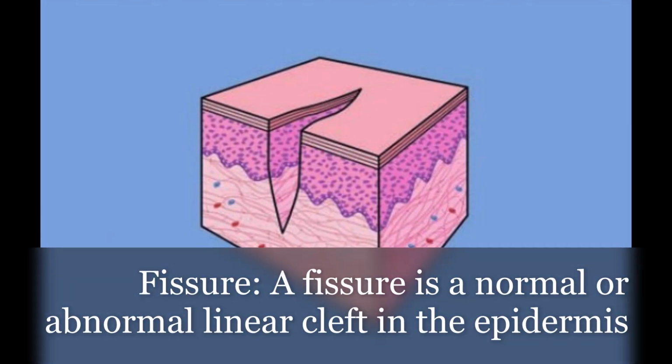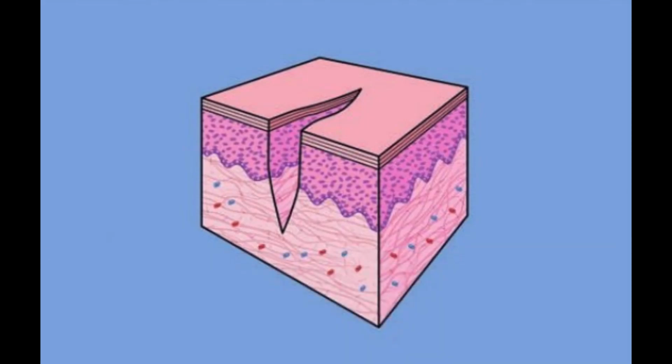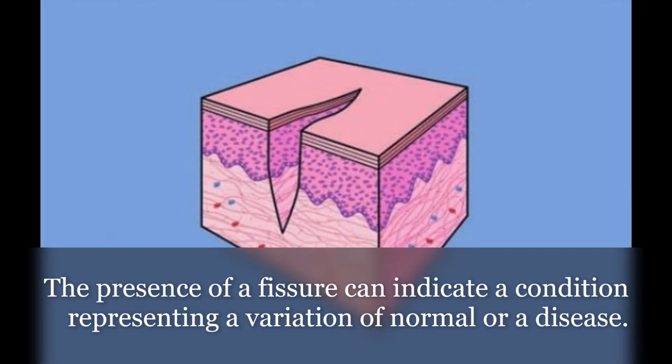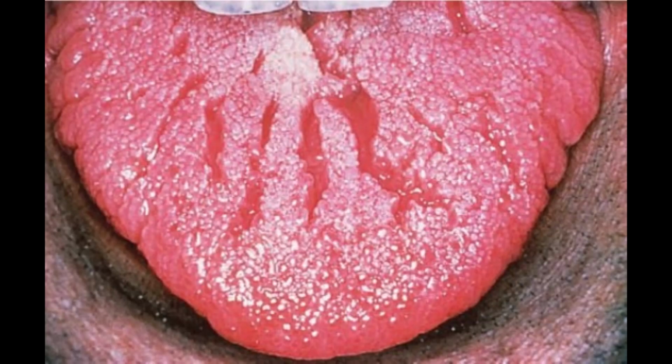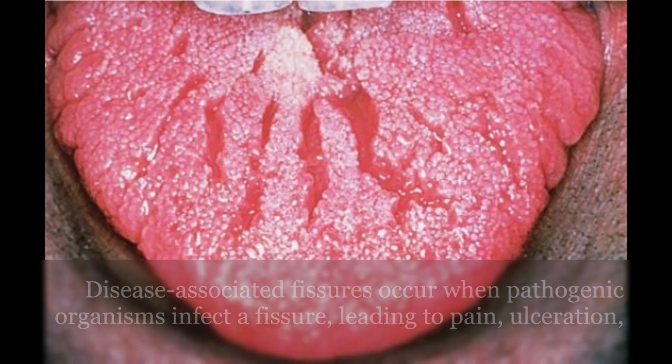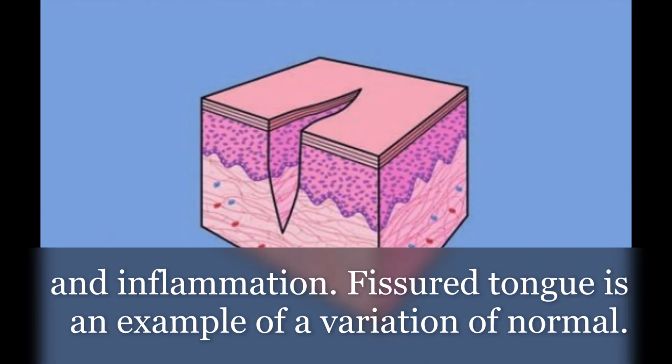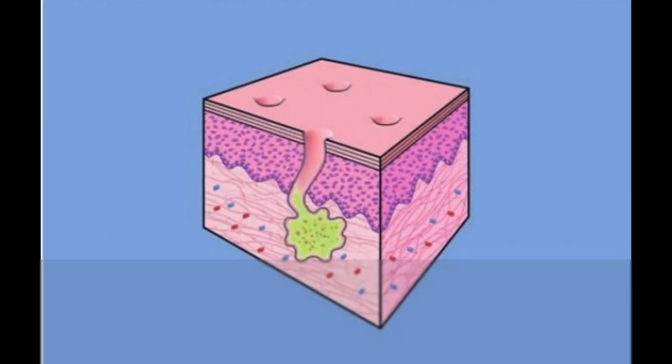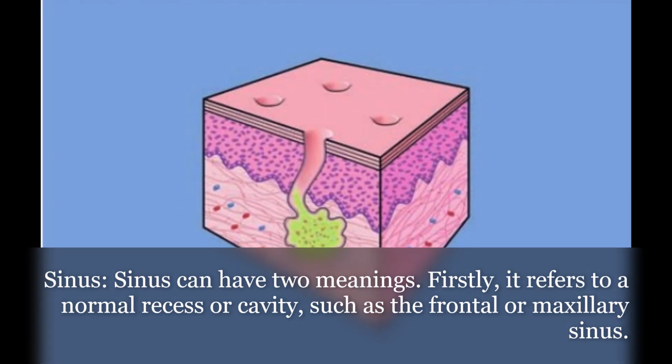Fissure. A fissure is a normal or abnormal linear cleft in the epidermis and commonly affects the tongue, lips, and perioral tissues. The presence of a fissure can indicate a condition representing a variation of normal or a disease. Disease-associated fissures occur when pathogenic organisms infect a fissure, leading to pain, ulceration, and inflammation. Fissured tongue is an example of a variation of normal.